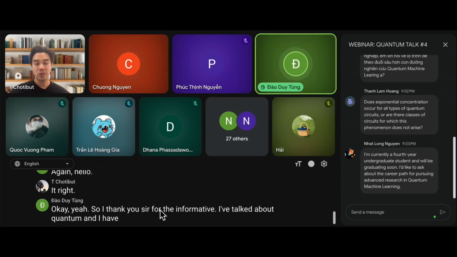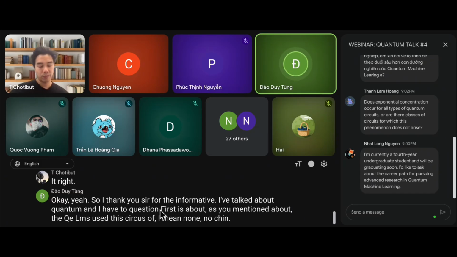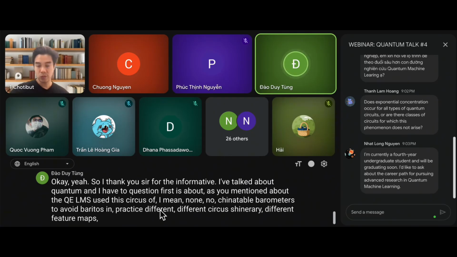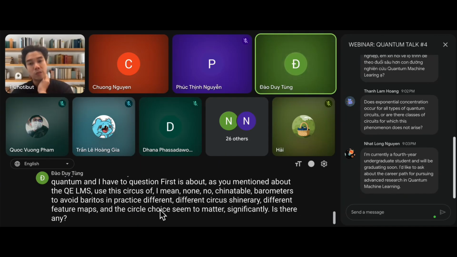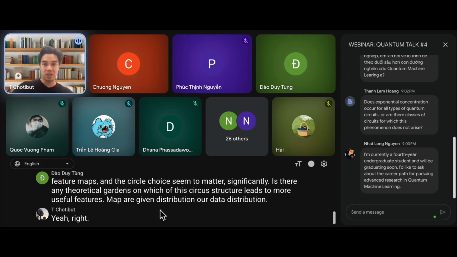Thank you, sir, for the informative talk about quantum. I have two questions. First is about, as you mentioned, the QELMs use fixed circuits, non-changeable parameters, to avoid the variational problems. In practice, different circuits generate different feature maps, and the circuit choice seems to matter significantly. Is there any theoretical guidance on which fixed circuit structure leads to more useful feature maps for a given data distribution? Yeah, right. No, that's a good question.